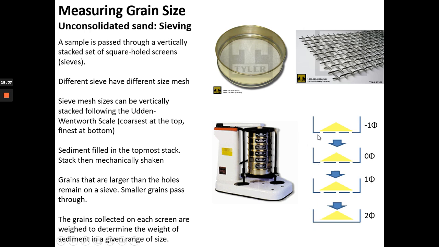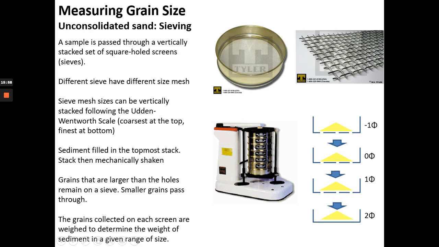And then you put your sand sample into the first sieve here, and you shake it for a certain period of time. What happens is that the sample will be sorted based on grain size, and you can actually measure the width of the individual grain size classes.